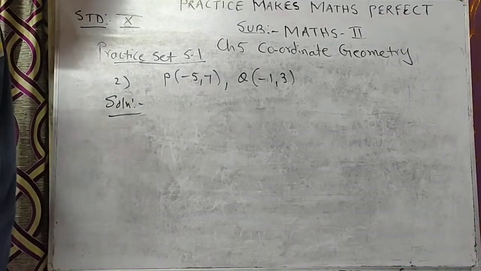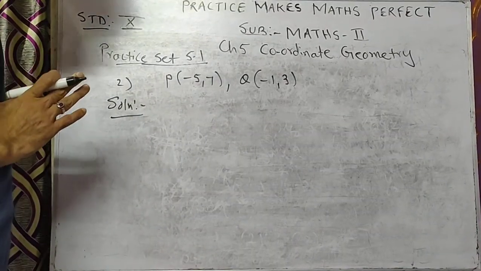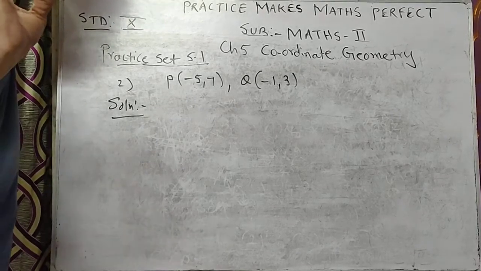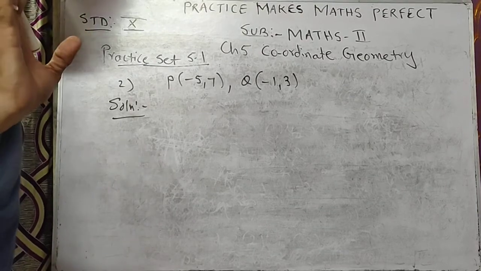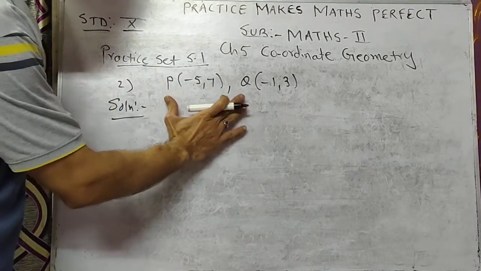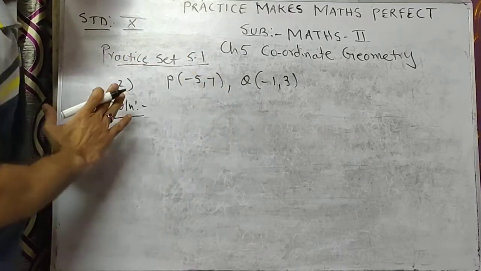Okay, now come to the second sum of practice set 5.1. Total there are 6 sums. I am going to show you 4 sums from the first part. Same question: you have to find out the distance between these points.